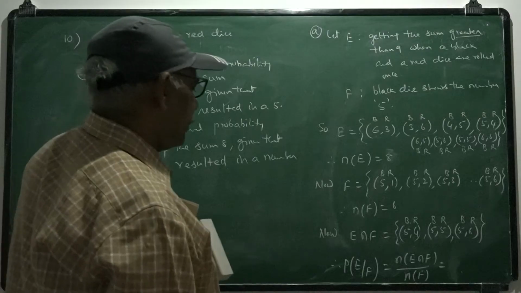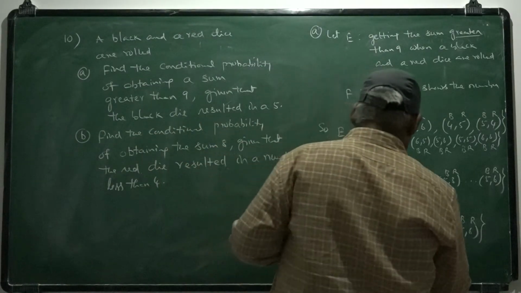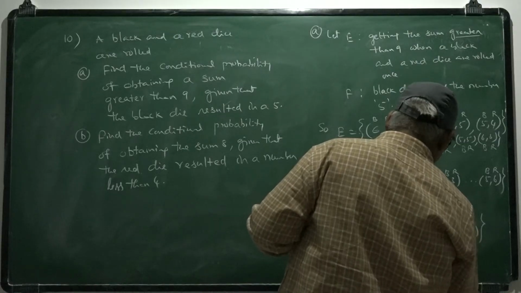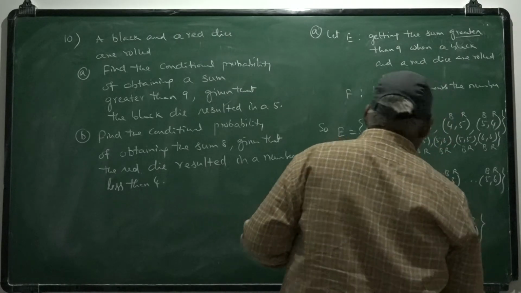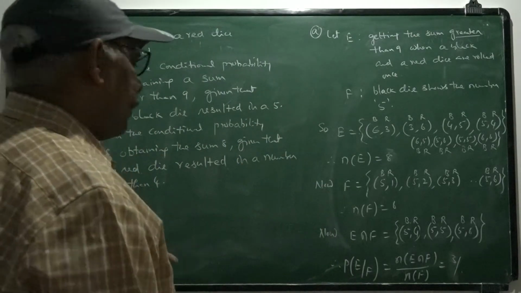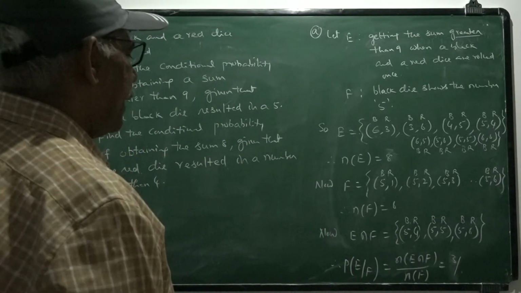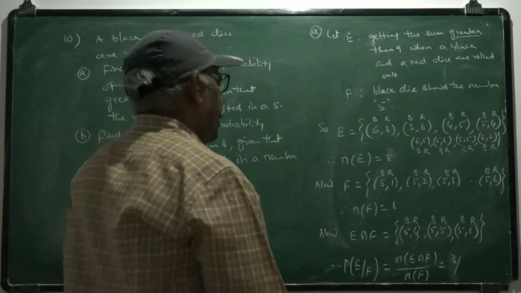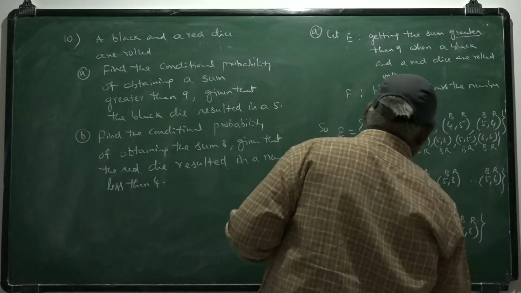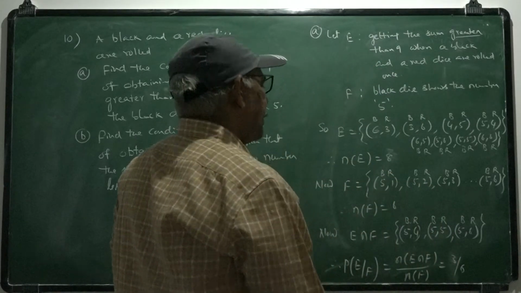So N of E intersection F is 3. N of E intersection F is 3 by N of F. N of F is 6. N of F is 6.